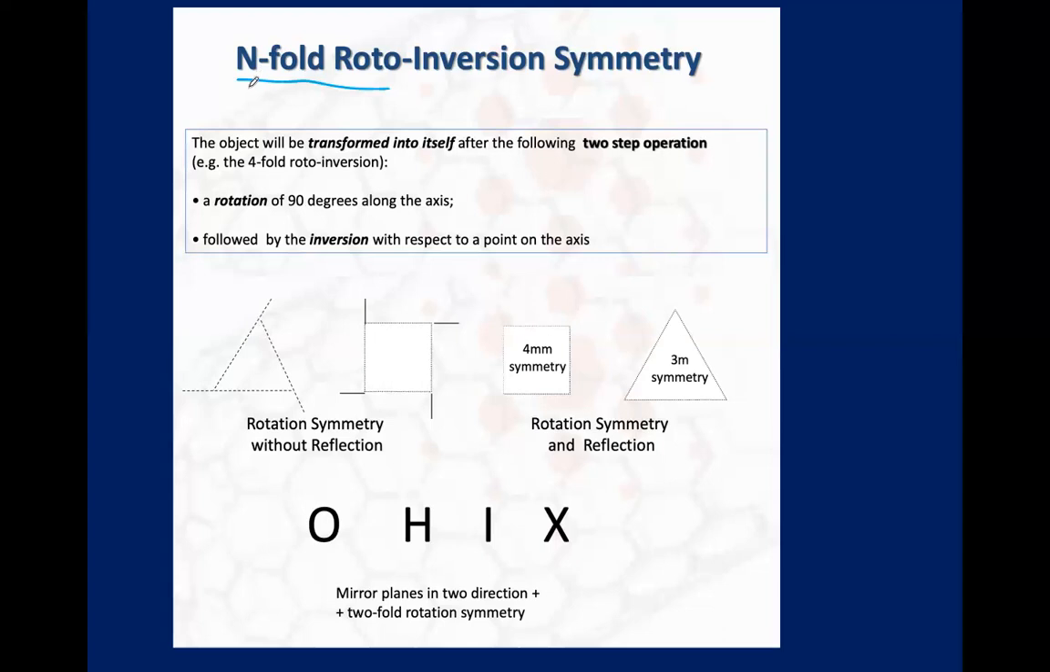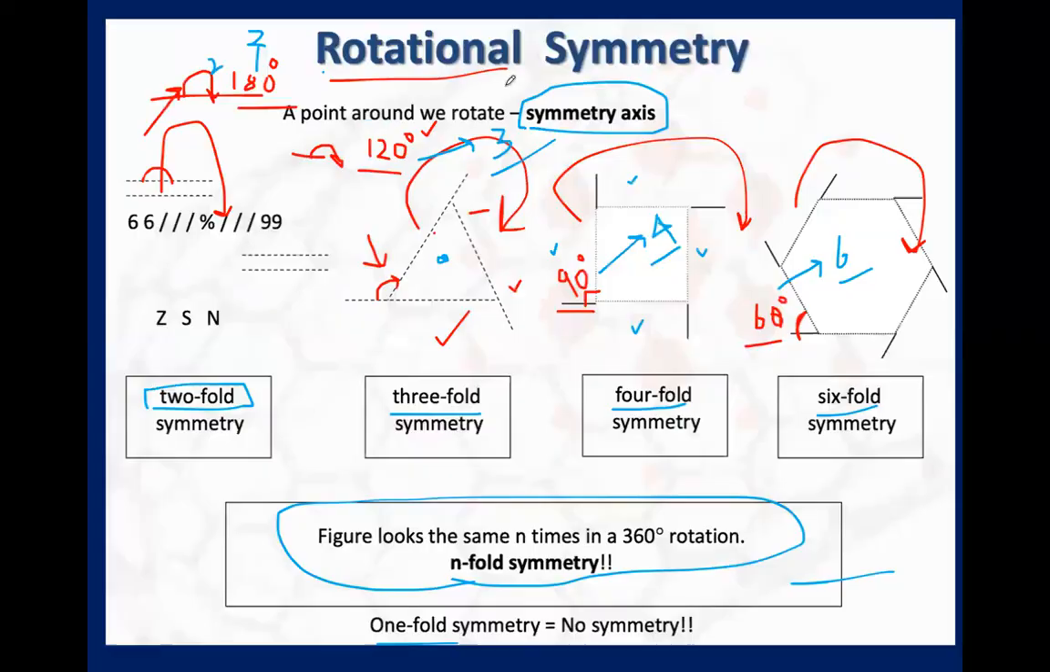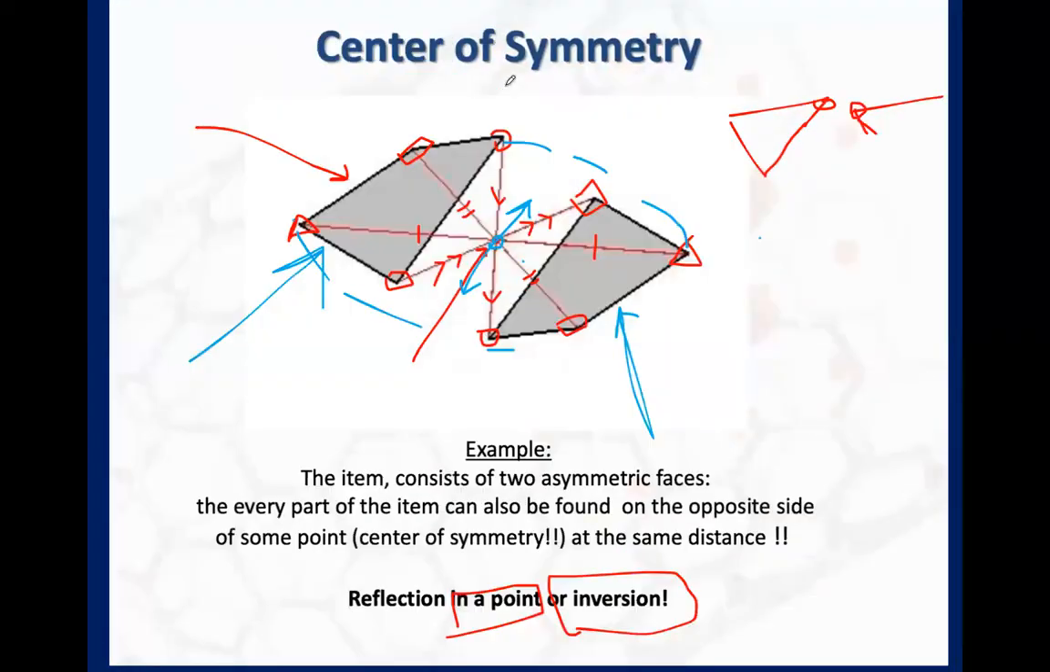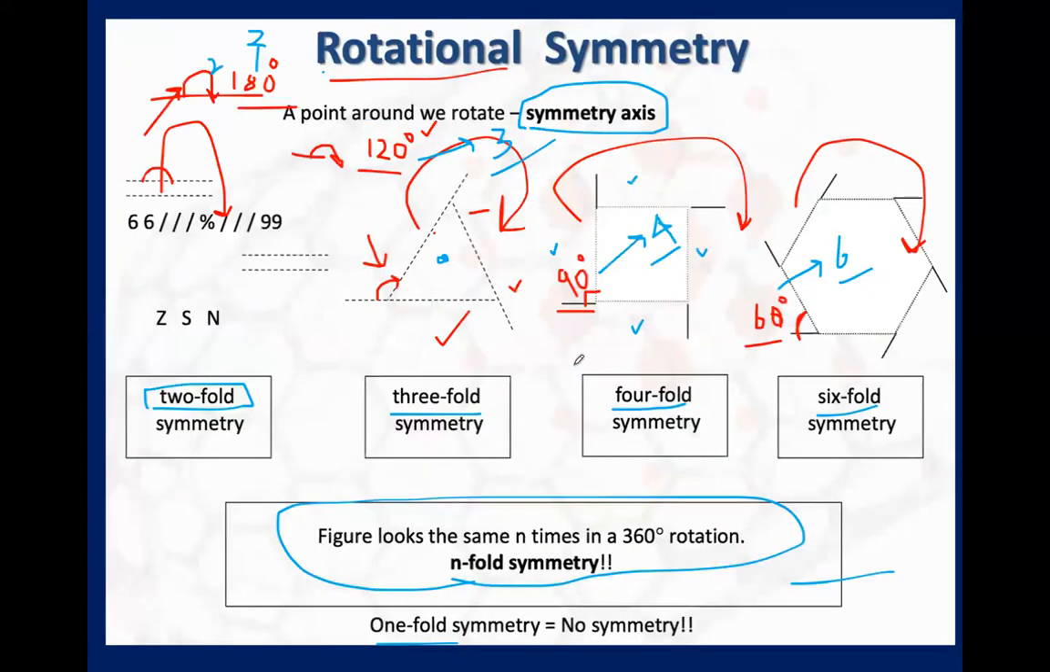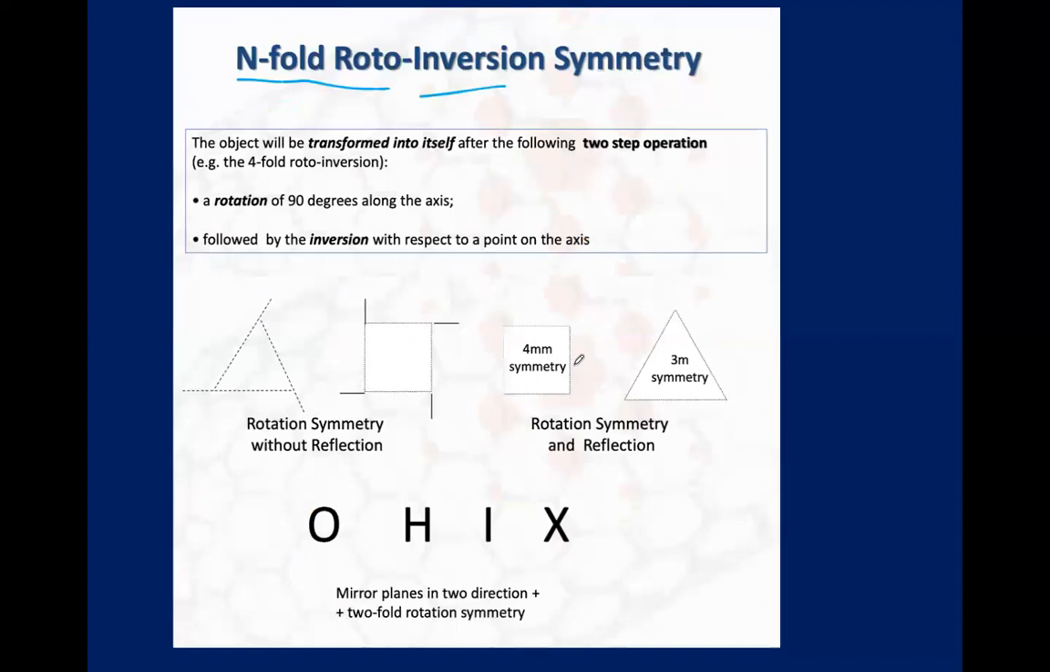So it includes n-fold rotation plus another operation, that is inversion, right? You know the inversion before. So rotation plus inversion is called roto inversion. So this roto inversion is also a combined type of symmetry. The object will be transformed into itself. That is the important point, right? The object will be transformed into itself. That is the meaning of the symmetry.